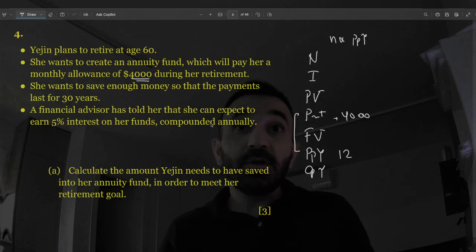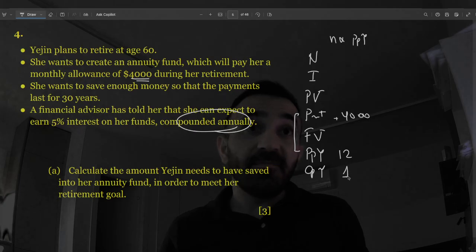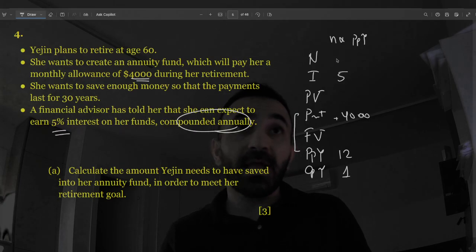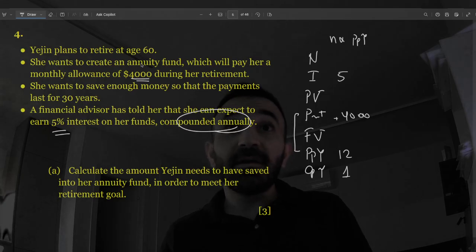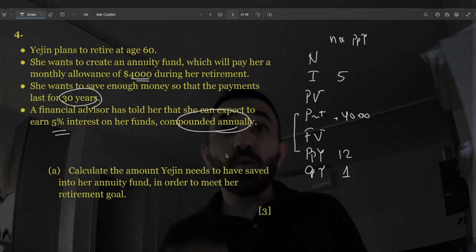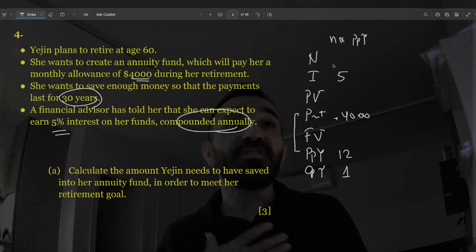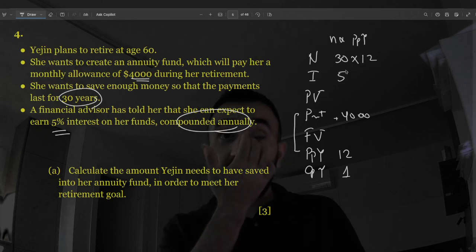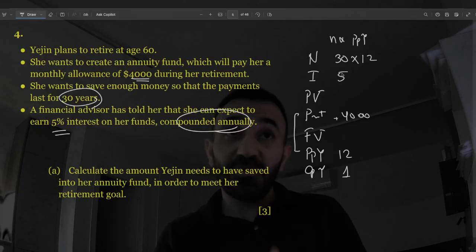The money is going to be compounded annually. So CPY is 1. What is the interest? It's 5. For how many years? She wants to save enough money so that the payments last for 30 years. So for 30 years she wants to get money from the bank. So N is 30 years.